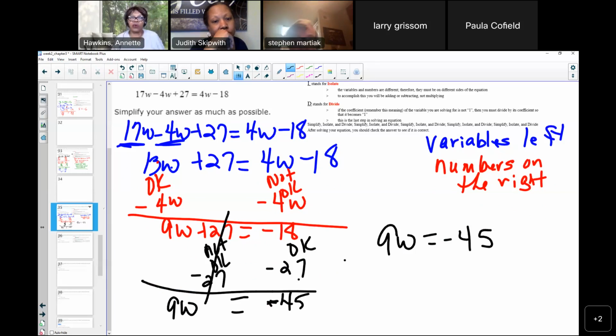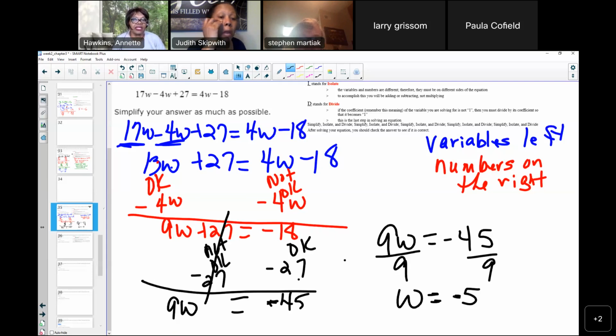I don't want to know what 9 of those are equal to. I want to know what one of these is. So I divide by 9. And W equals negative 5. Okay, discussion about anything here? Questions about anything that I worked out?